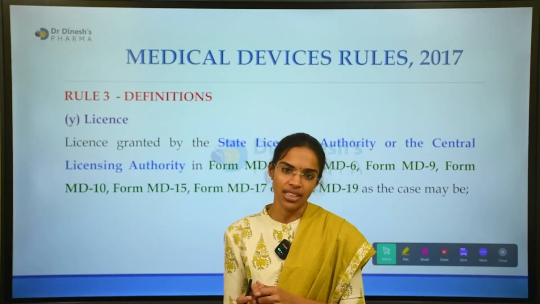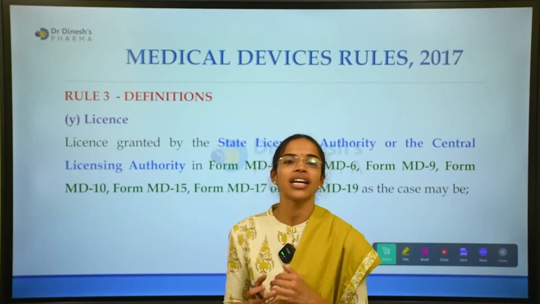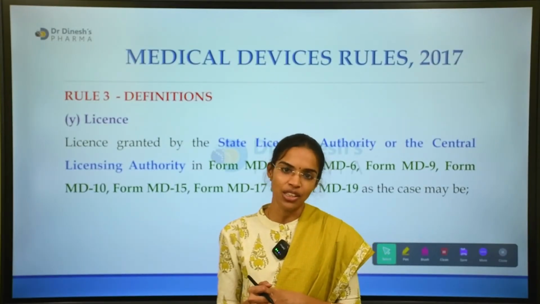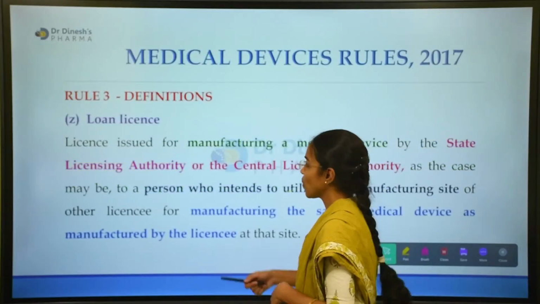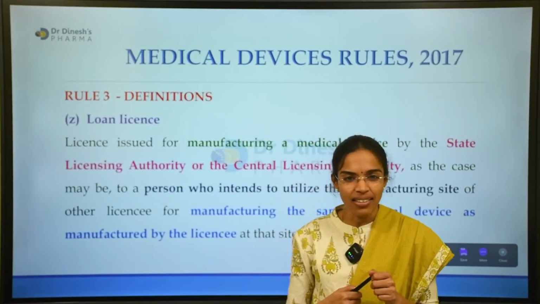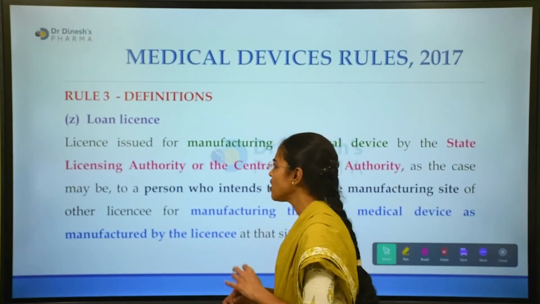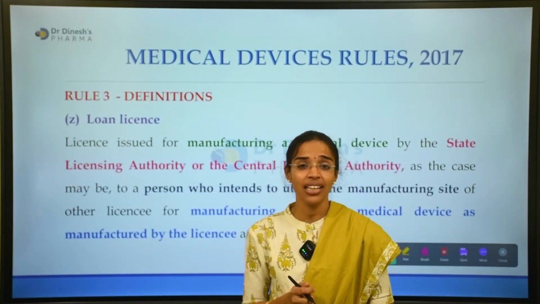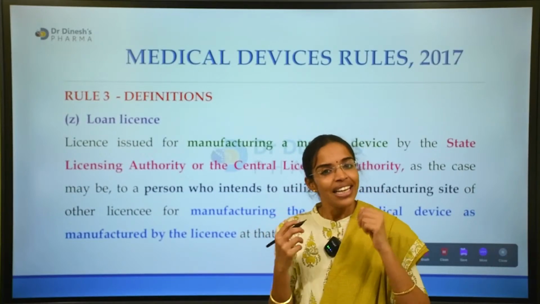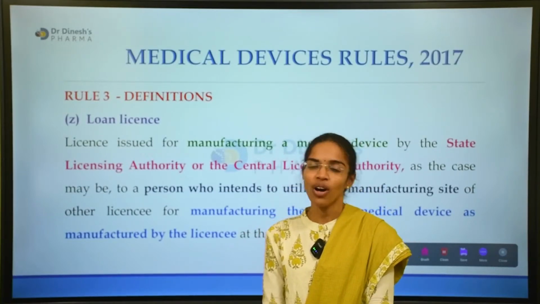Whenever the term license comes, it is under 3Y of MDR 2017. License is something which is defined under 3Y of MDR 2017. Coming to 3Z, 3Z is the loan license. Very important once again. As the license is important, the loan license is equally important.